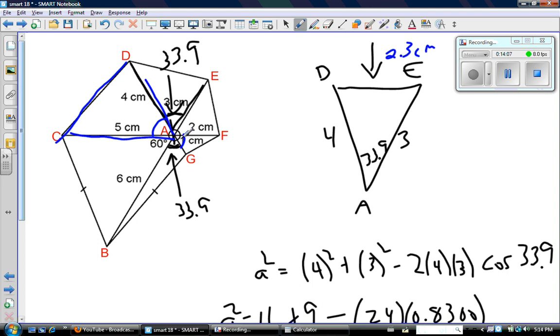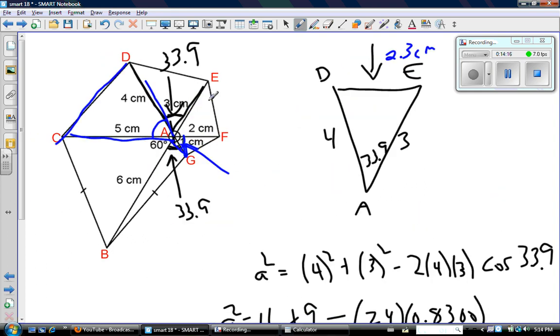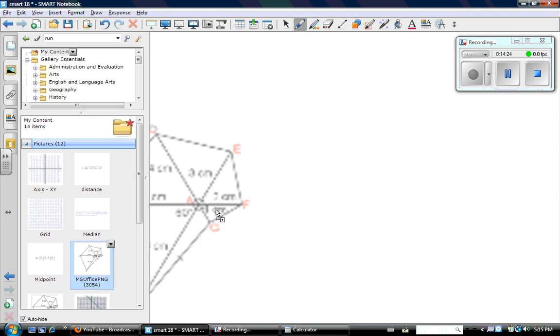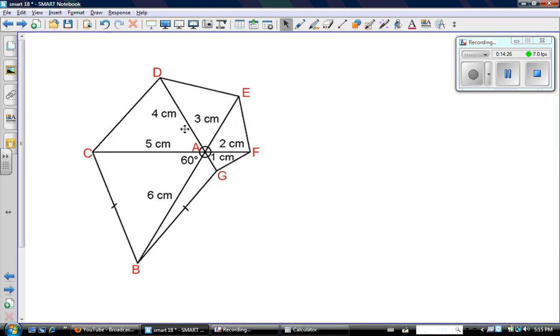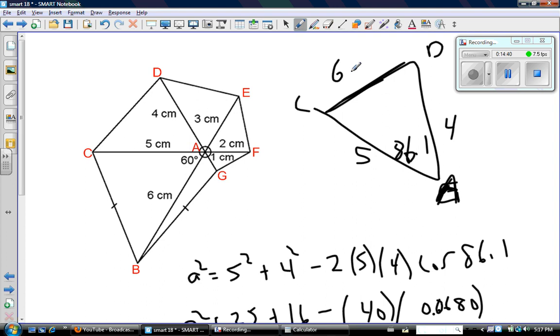And we already discovered that this angle here was 86.1. So this angle here is 86.1, and therefore let's go to a clean page where I can actually see what I'm writing. We have this triangle, CDE, and we know 5, 4, and 86.1. So use the cosine law and find the length of this side. Okay, so I get a side length of 6.2.